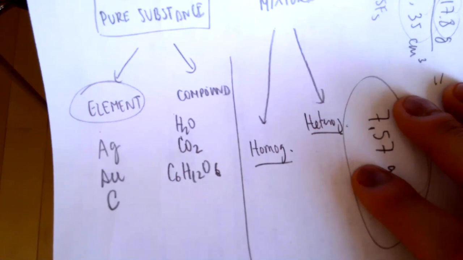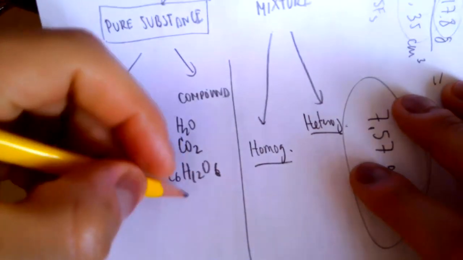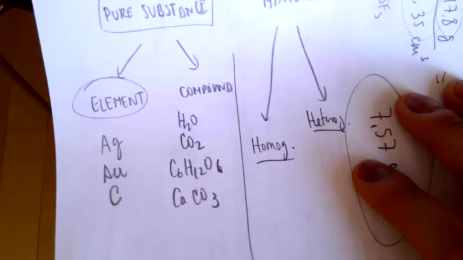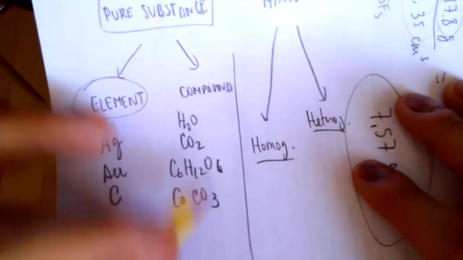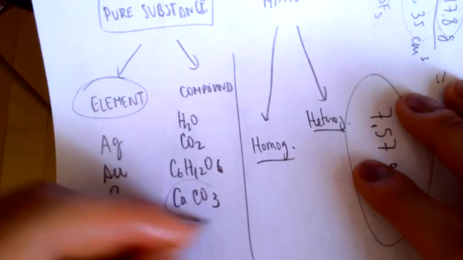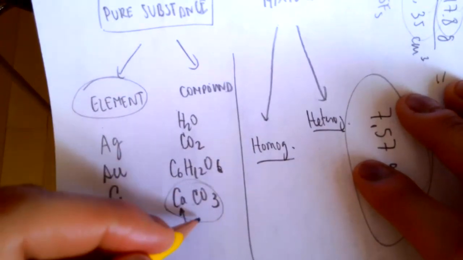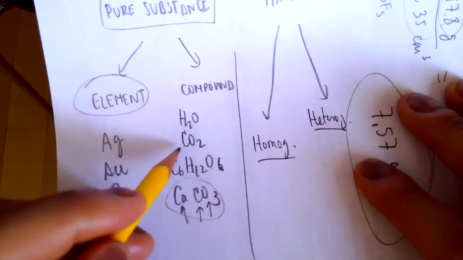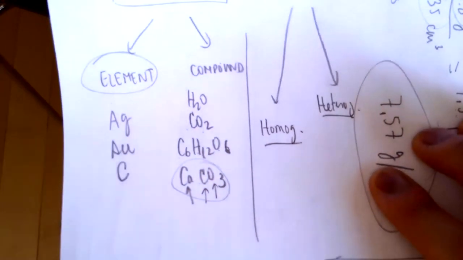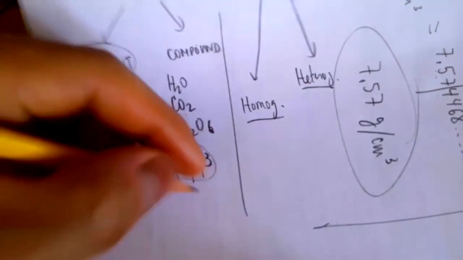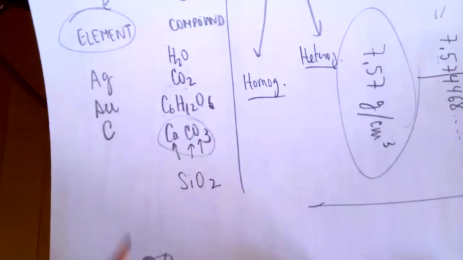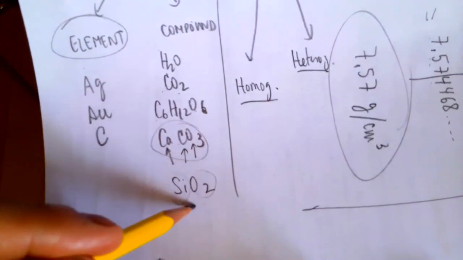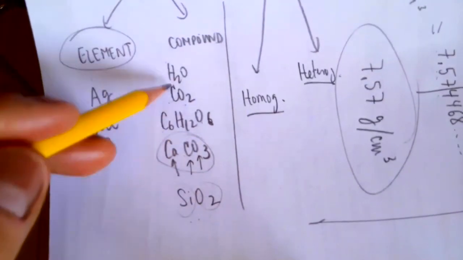What else is a compound? Let me think. Oh, chalk. Chalk is calcium carbonate, CaCO3. So it's only one type of matter, but it has different elements: calcium, carbon, and oxygen. Another one is silicon dioxide, sand. One of the main components of sand is silicon dioxide, SiO2. So I have different types of elements here, and that makes it a compound.